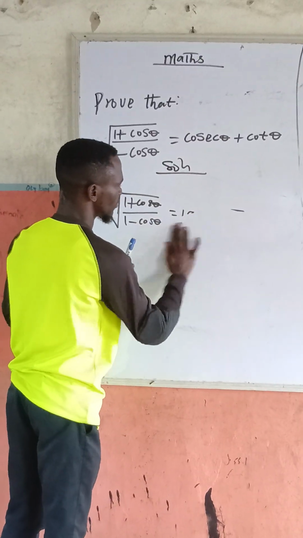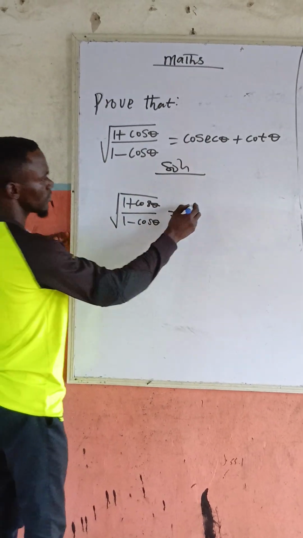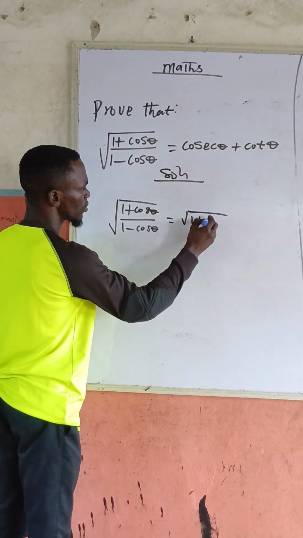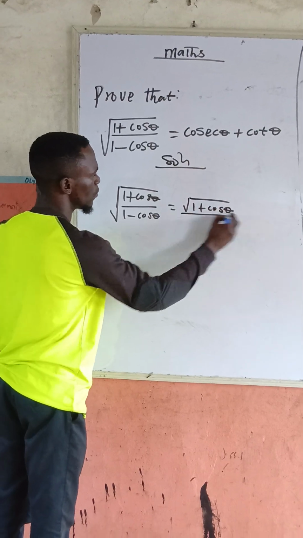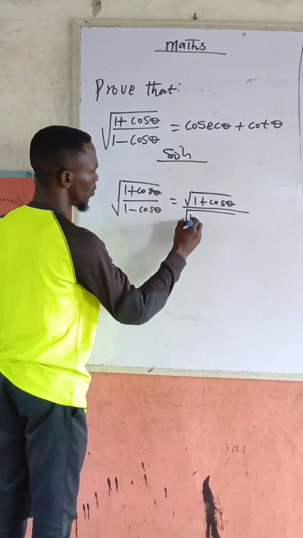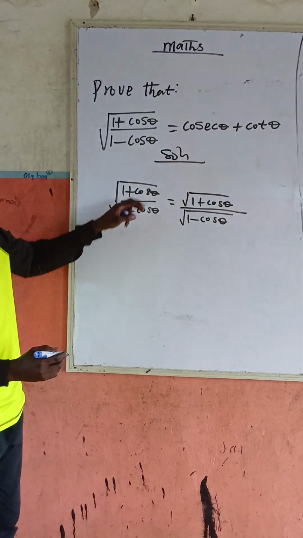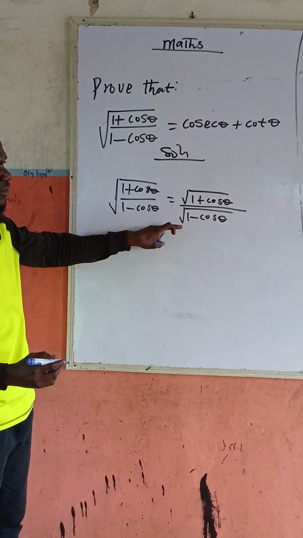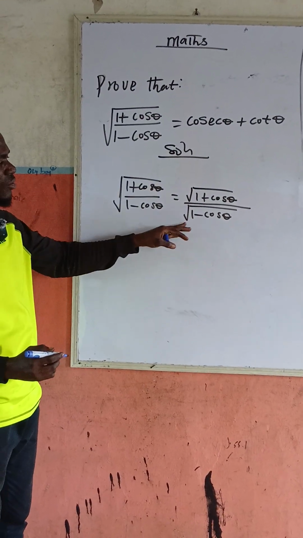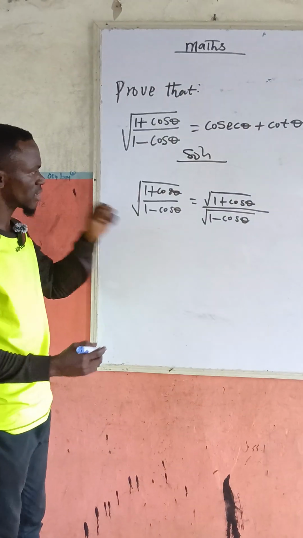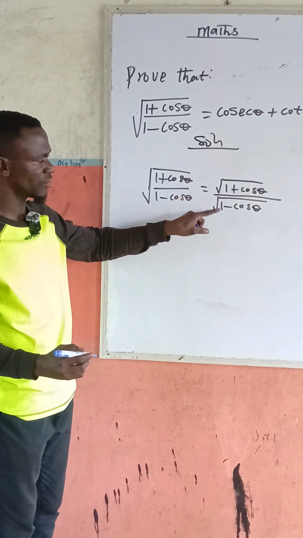So let's do that. I'm going to be having root 1 plus cos theta over root 1 minus cos theta. In this case now, we isolate the numerator and the denominator. So we're going to be applying what we call conjugate surd here. But this is similar to conjugate surd. Same thing as conjugate surd.